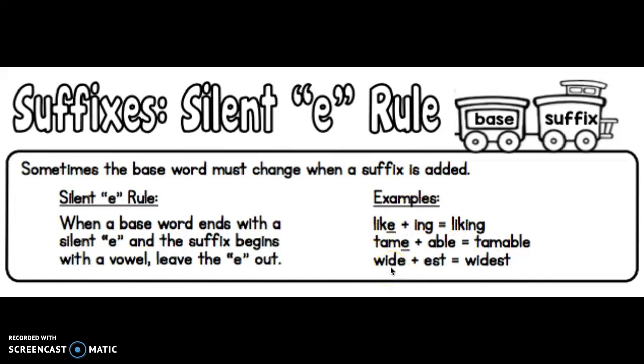Look at the base word or root word, wide. It ends in a silent E, and the suffix est starts with a vowel. That means we have to take out the E to make the word widest. So instead of there being two E's, we took one out and we just have one E in the word widest.